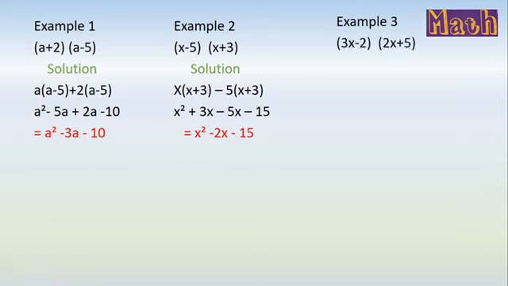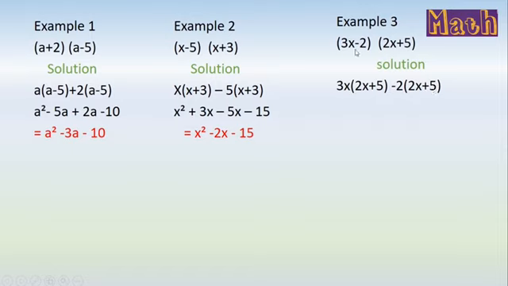The next practical example, I have 3x minus 2, then I have 2x plus 5. This 3x will expand 2x plus 5. Then this minus 2 will expand 2x plus 5. So let's continue to look at how we can expand. So my 3x will expand 2x plus 5, and minus 2 will expand the bracket 2x plus 5.